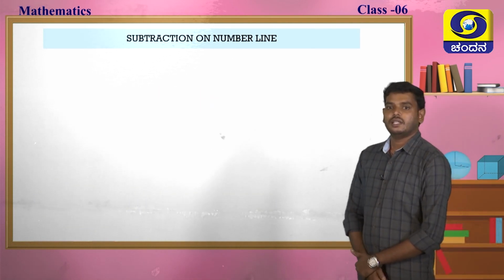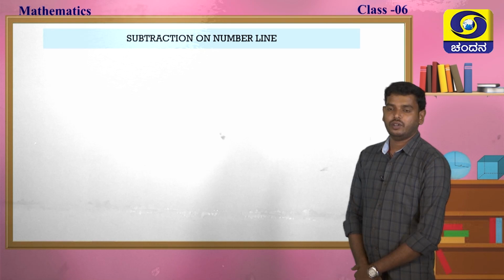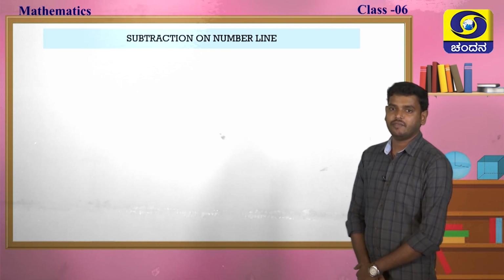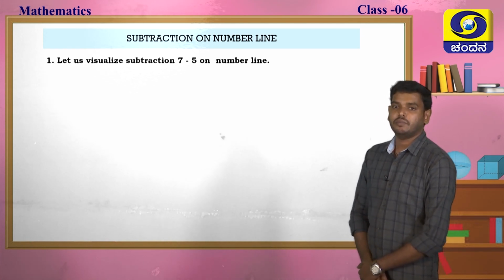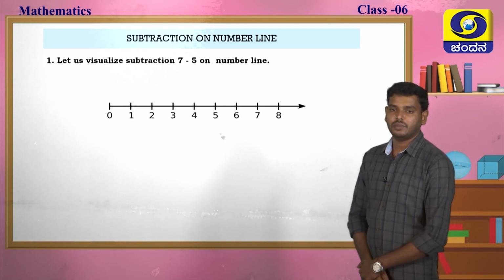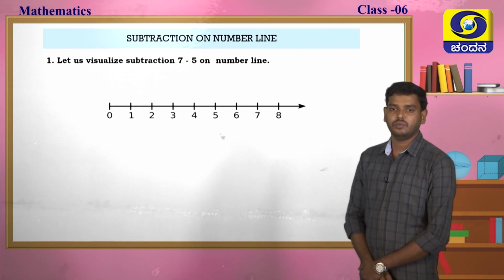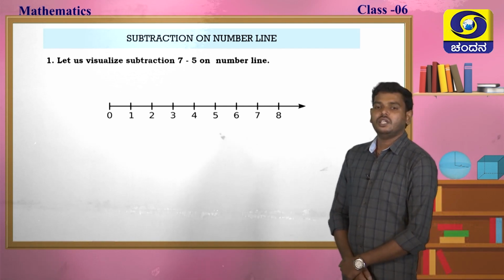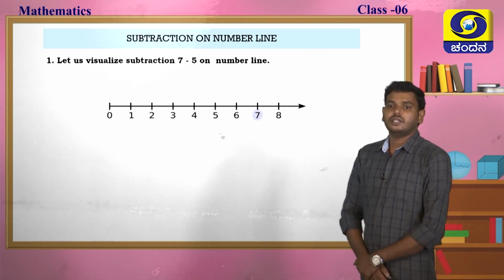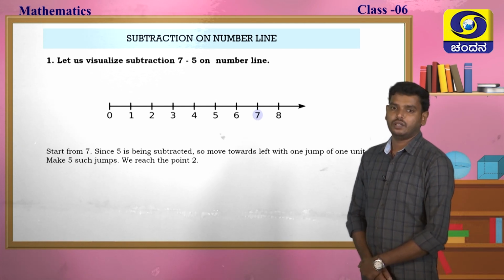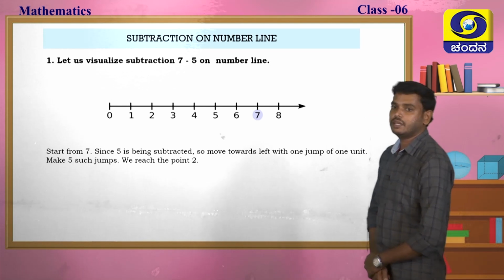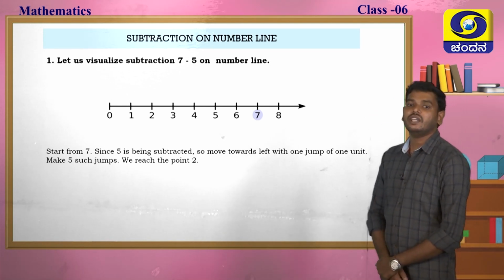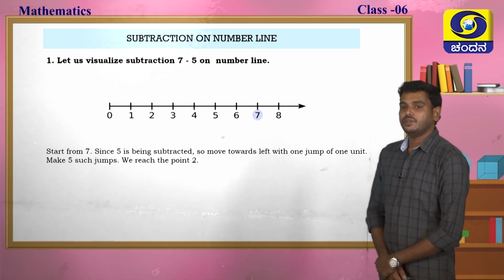Next, we will move to subtraction on the number line. As we have already learned addition on the number line, in the same way subtraction is also possible on the number line. Let us visualize the subtraction 7 minus 5 on the number line. The number line starts from the number 0, 1, 2, 3 etc. Since we need to subtract 7 minus 5, we will start from the number 7. Start from 7, and since 5 is being subtracted, we move towards the left one unit jump at a time and make 5 such jumps. In addition, what we used to do?